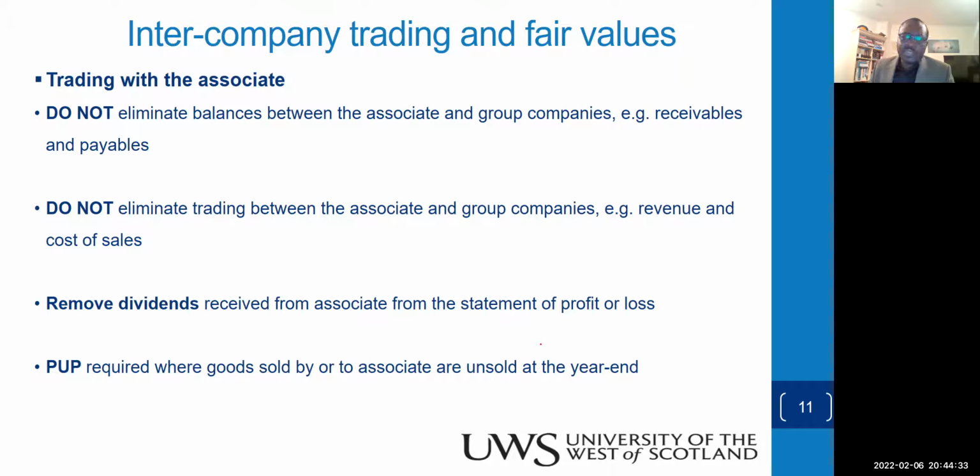Any provision for unrealized profit is required. We adjust where goods have been sold by the associate to the group, or sold to the associate, and these goods are still remaining in stock at the year end. We adjust. That is the only thing that we need to look at here. We adjust.